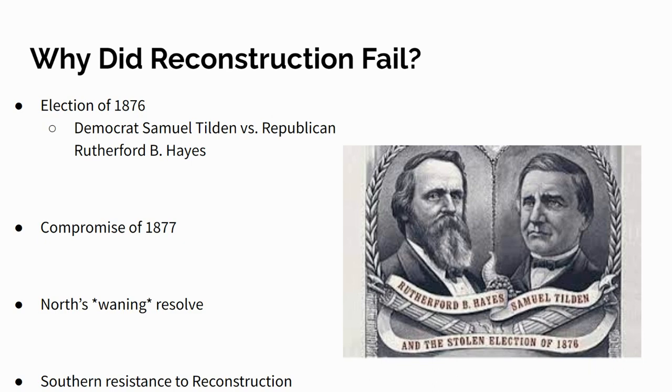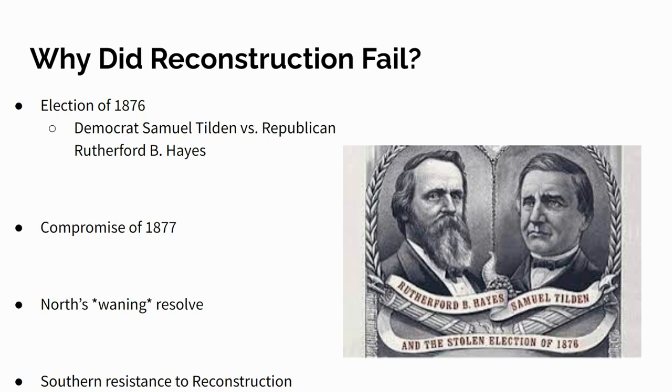But the problem is he's one vote shy of winning the Electoral College. He only has 184 instead of the 185. This is because 20 of the electoral votes were in dispute in states like Louisiana, South Carolina, and Florida. Each state had sent 2 ballots to Congress, and one ballot said that the Republicans won, one ballot said the Democrats won. It was very confusing, and we basically have a tie.